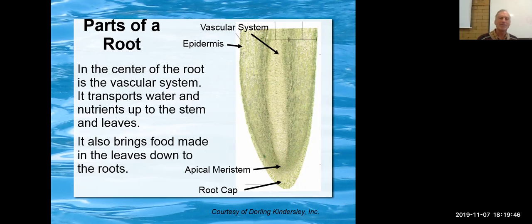And in the center of the root is the vascular system. The vascular system transports water and nutrients up to the stem and leaves, and it also brings food made in the leaves down to the roots. So the vascular system in a plant is like our veins and arteries that pump blood around in us. It moves things around within the plant.